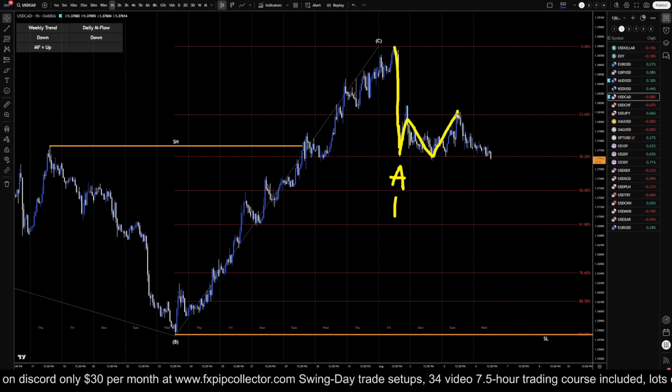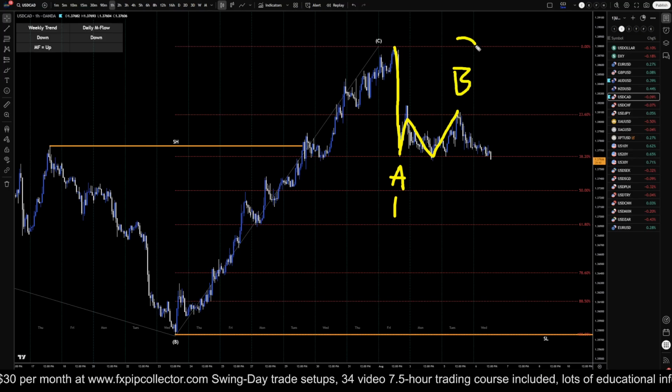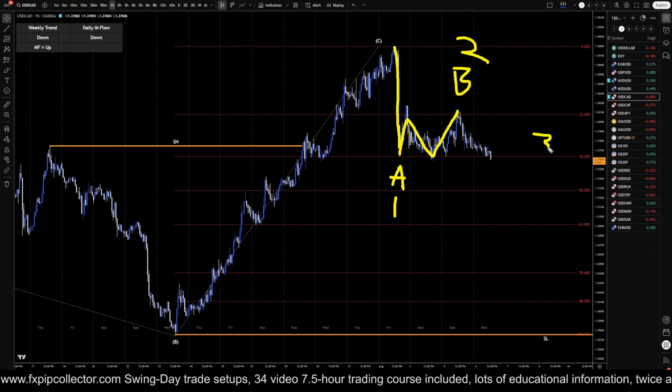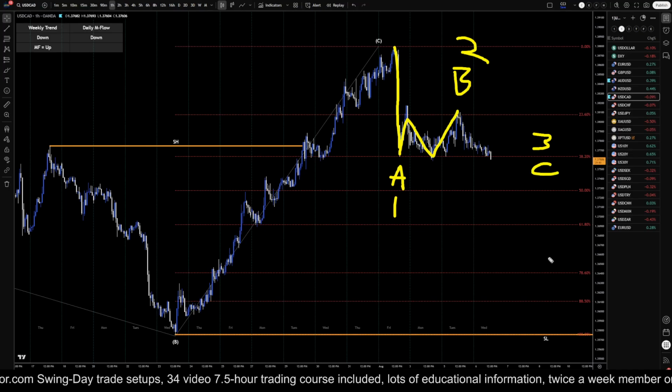So that means that the first push down is either an A or a 1. This right here is like a running ABC for either a B or a 2. We are now either in a wave 3 or we're now in a wave C. How are we going to know the difference?